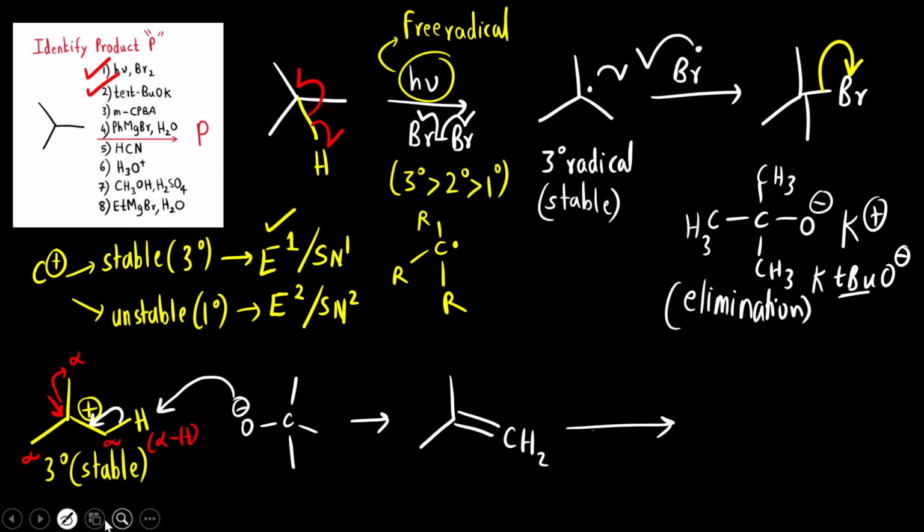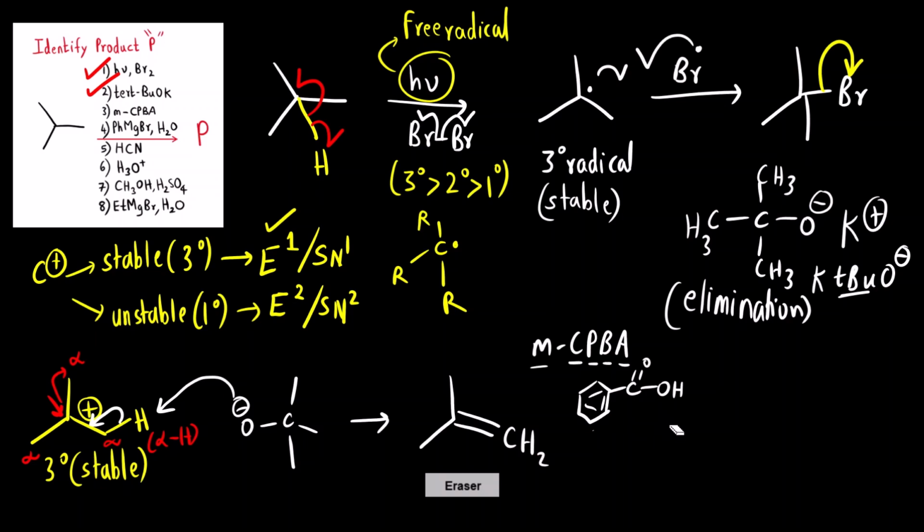Next step is reaction with MCPBA. What is MCPBA? Metachloroperbenzoic acid. What is benzoic acid? Benzoic acid is benzene with C double bond O, OH. Now, metachloro means at the meta position there will be chloro. So these are ortho, next to that these are meta position, and this is para. So at the meta position there is chloro. Per means peroxy linkage is present, peroxide is present, that is an oxygen-oxygen bond.